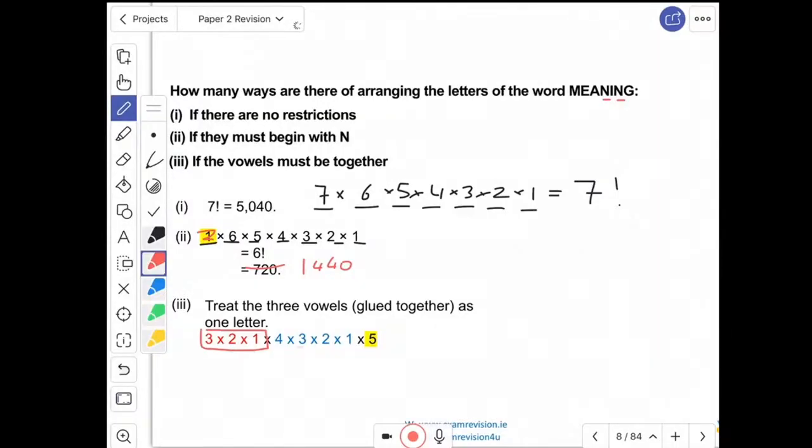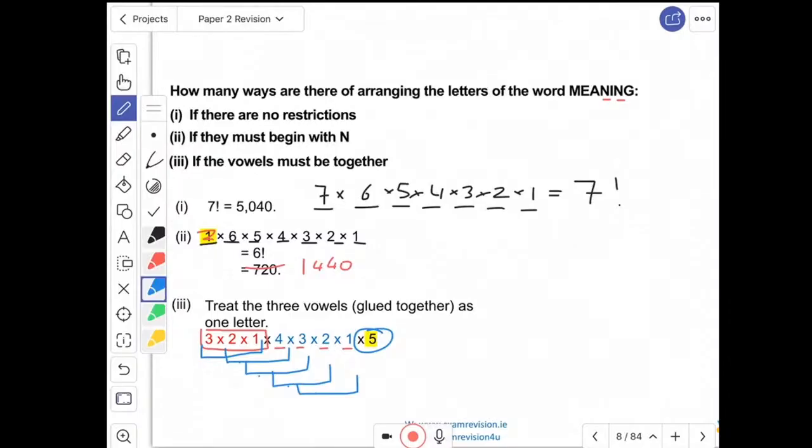Now at that stage, a lot of people stop. But what you also need to remember is that those vowels can actually move around. They can be in the first three spots, but they also could move down and be in these three, or move down another one and be here, like so. They can move down like this, and they can move down like that. So that's 1, 2, 3, 4, 5 different ways that they could be positioned along that group of letters. That's why we multiply it by 5 at the end, to show the different ways that those three vowels can move along your seats. Again, we'll just work out the answer: 3 by 2 by 5, and that gives us 720.